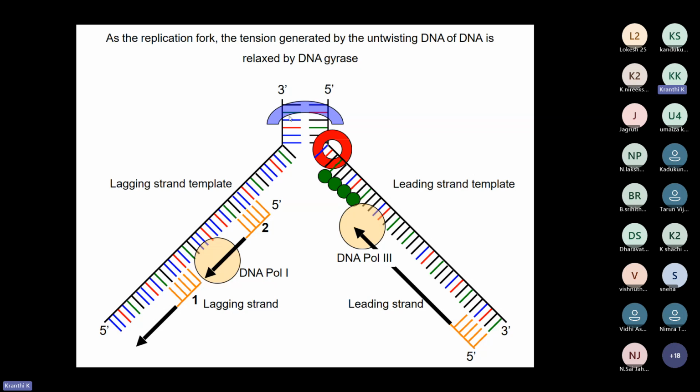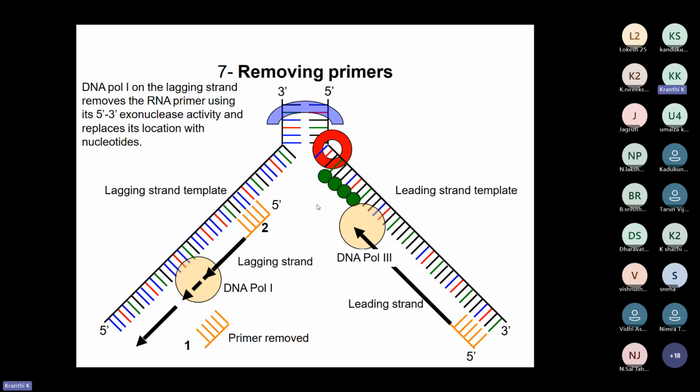So there is an enzyme called DNA gyrase. It helps the two strands not to bind again. Because there are two strands, and there is always an attraction between these two strands. To maintain stability, there is an enzyme called DNA gyrase. It relaxes the tension. Clear?